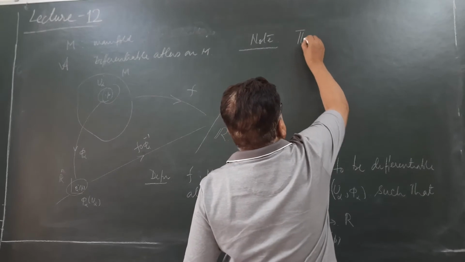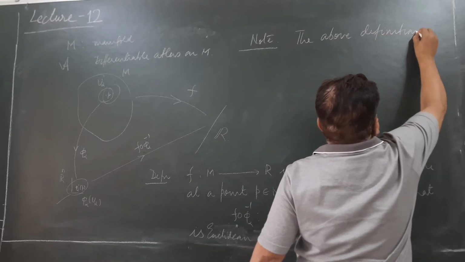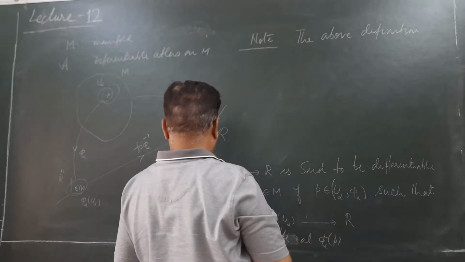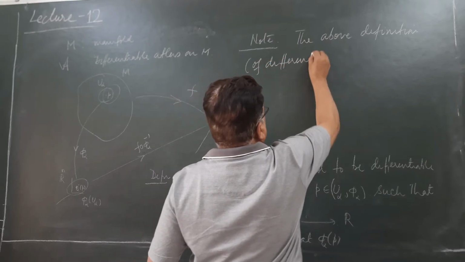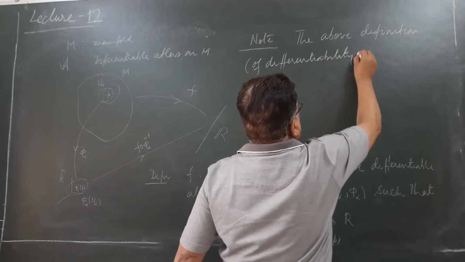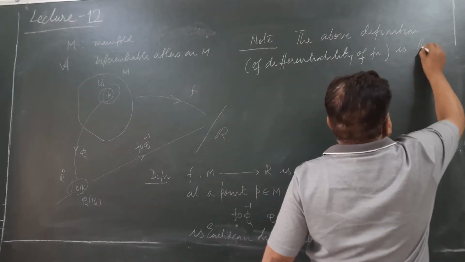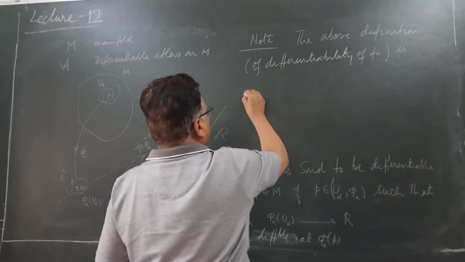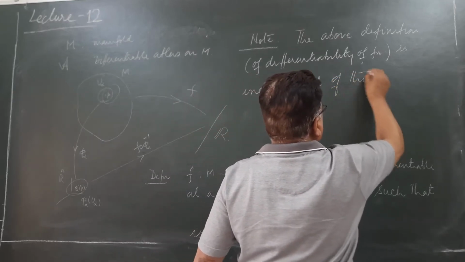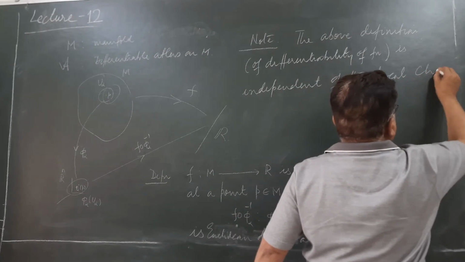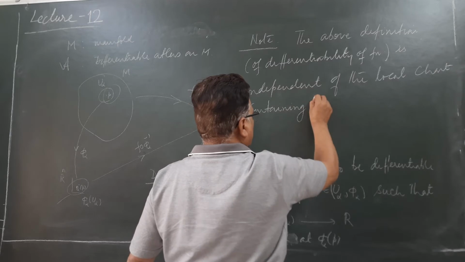So the above definition of differentiability of a function is independent of the local chart containing the point P.